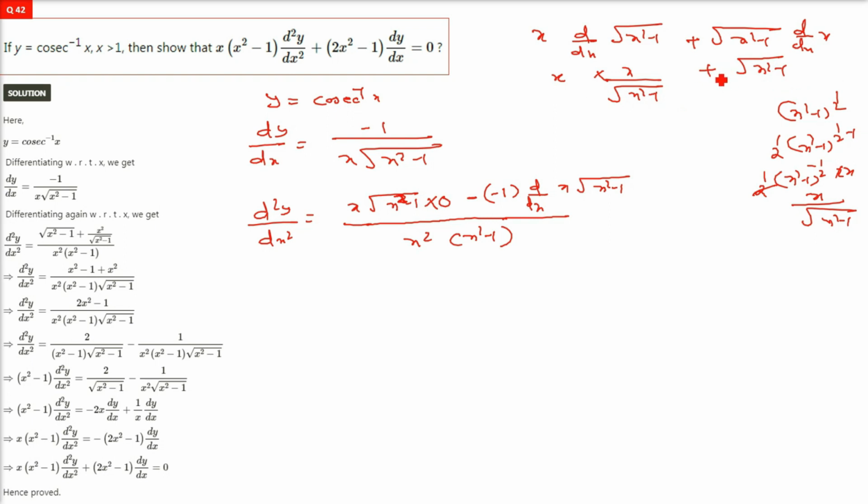If you want to resolve, you can resolve it here. So let us resolve it here. Minus first term is already 0. Minus into minus 1 is plus. So only the numerator will be d by dx of this only.